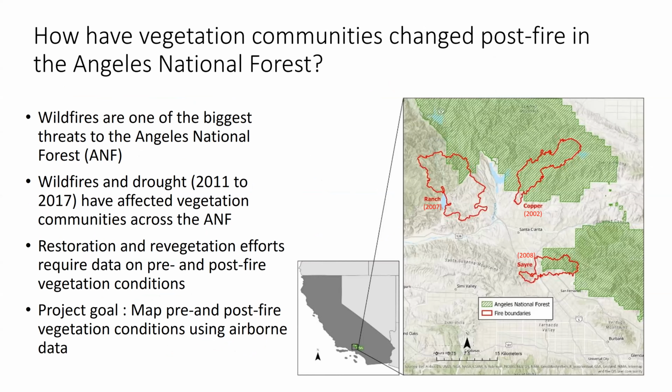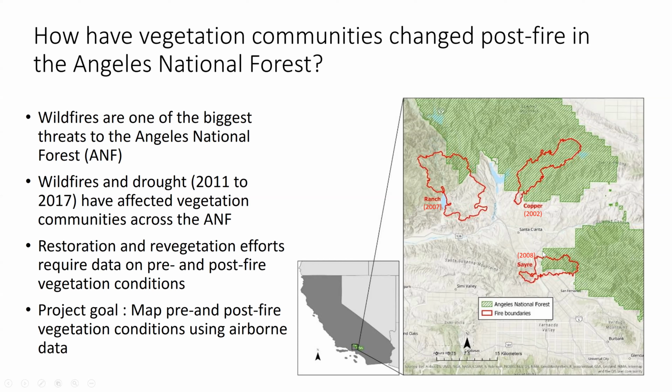So my specific focus will be how the vegetation communities have changed post-fire in the Angeles National Forest. So we specifically looked at three fire scars in Southern California. And in this presentation, I'll be focusing my results on the Sayre fire scar.